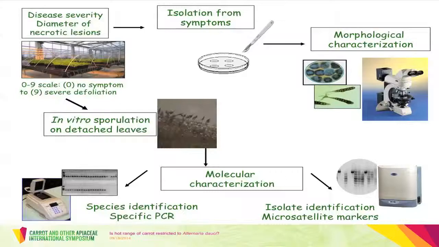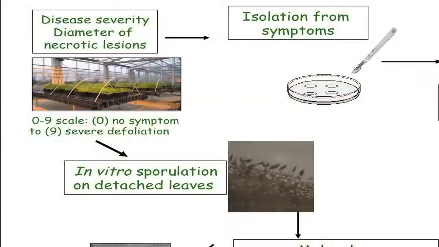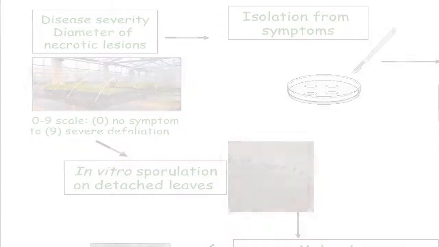We put on Petri dishes, and we did some morphological characterization of the fungus. At the same time, we realize in vitro sporulation on detached leaf. You can see here the picture of the sporulation. And after this, we realize molecular characterization.